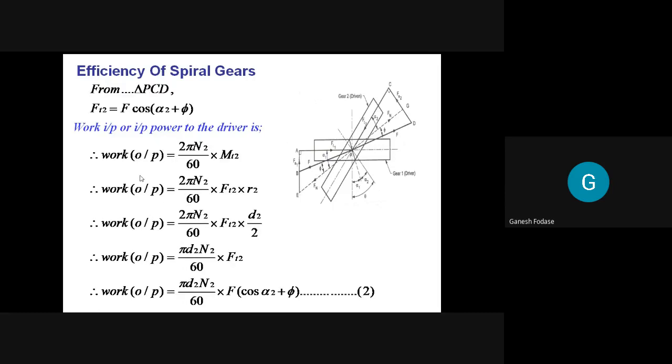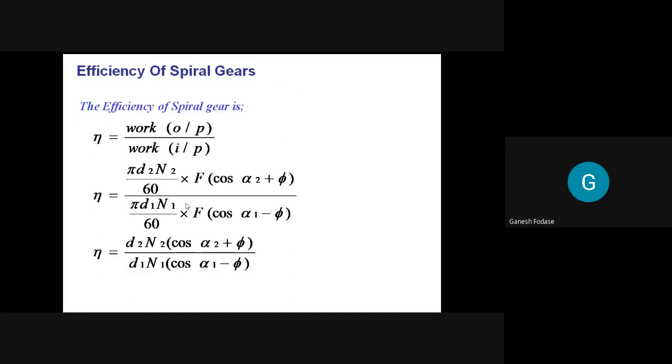Then we can express work output. We can find out work output and work input, while efficiency is ratio of work output upon work input. But work output is nothing but torque into omega. So T into omega is nothing but output power, and Ti into omega is nothing but input power. So to find out efficiency, we first find out forces, that is tangential force, axial force. Already expressions for tangential force are found, that is Ft2 is equal to F cos alpha 2 plus phi, and Ft1 is equal to F cos alpha 1 minus phi. Then from tangential forces, we can find out torque. From torques, we find out work output and work input. And finally, for efficiency, we find out output upon input formula.